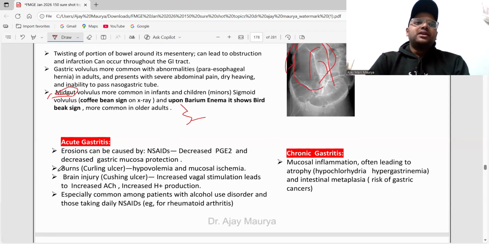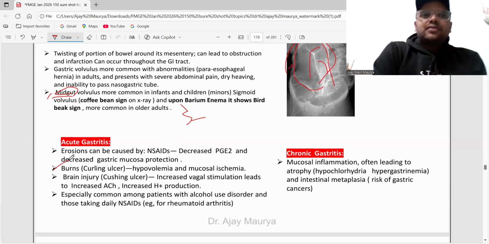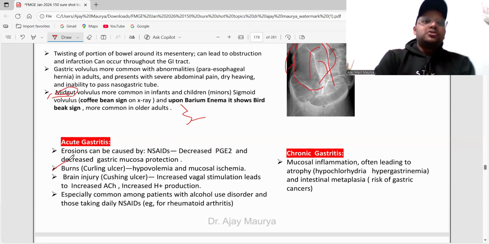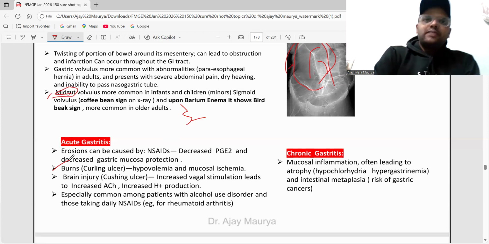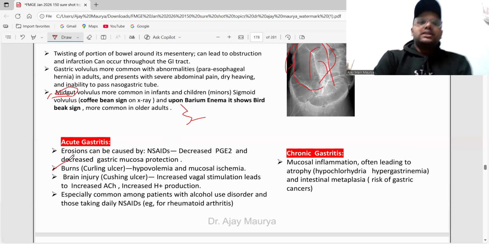Next, acute or chronic gastritis. Just remember this one. In burns, there is the Curling ulcer. These are very important. Curling ulcer causes hypovolemia, which leads to mucosal ischemia. And there is the Cushing ulcer. It is due to what? Due to increased ICT.